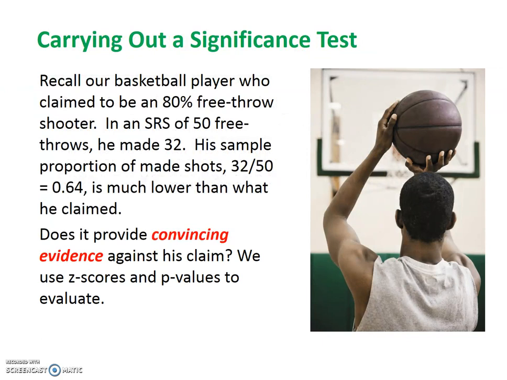So earlier we talked about a basketball player who claimed to be an 80% free throw shooter. In a simple random sample of 53 free throws, he made 32. So the sample proportion, his p-hat, was 0.64, and that's much lower than what they claimed. Now, does this provide convincing evidence against this claim? We're going to be using z-scores and p-values in order to evaluate this idea.